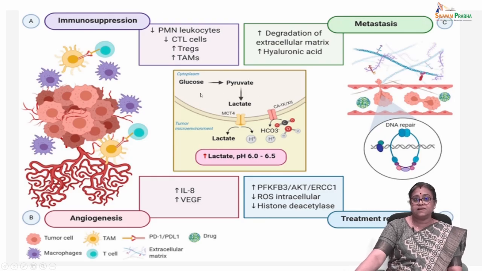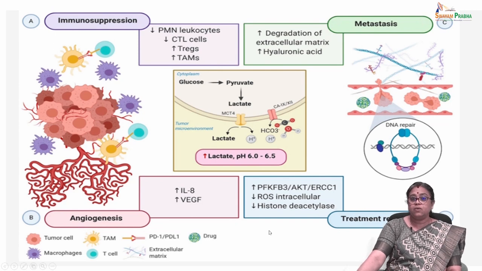Now, coming to metastasis, when you have excess MMPs in the extracellular matrix, now they can lead to degradation of the extracellular matrix, and also increased amount of hyaluronic acid can lead to metastasis within the TME. So, these factors are important to promote the metastasis. And as I told you, due to the Warburg effect, and the glycolytic pathway getting converted from pyruvate to excess conversion of lactate will lead to an acidic environment within the tumor. That is the pH maintenance between 6 and 6.5.